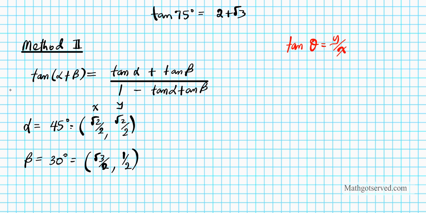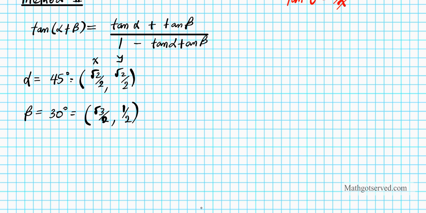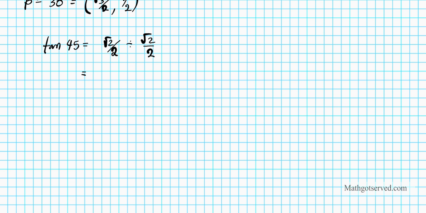So let's go ahead and look for tan 45 first, tan alpha. So tan 45 is going to be y over x. So it's going to be root 2 over 2, that's y, divided by root 2 over 2. Okay? So how do you divide two fractions? You multiply the first by the reciprocal of the second, right? So root 2 over 2 times 2 over root 2. This 2 divides out. And then root 2 divides out. And your final answer is 1. So tan 45 is 1.